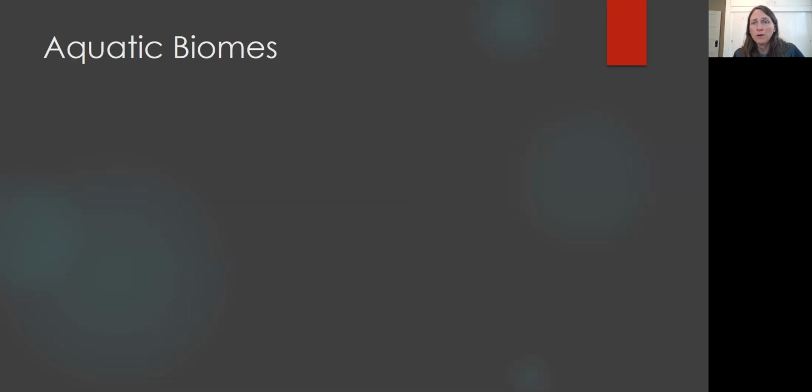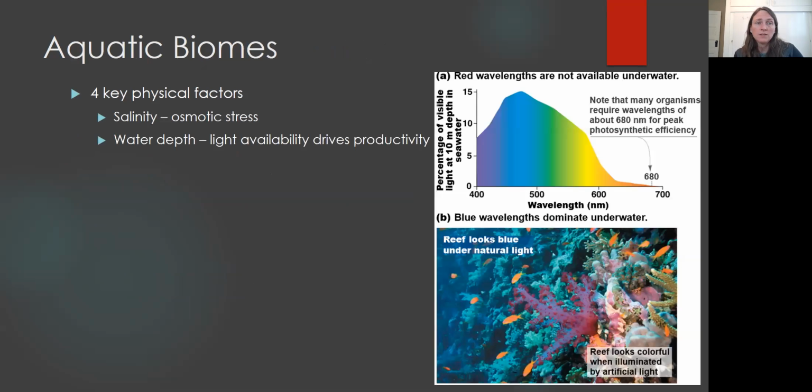We're going to move on to aquatic biomes. So there are four key physical factors when we're talking about aquatic biomes. There's salinity, so how steep a salinity gradient is there. Saline conditions are osmotically stressful. So as you learn more about osmosis, you'll learn about osmotic stress.